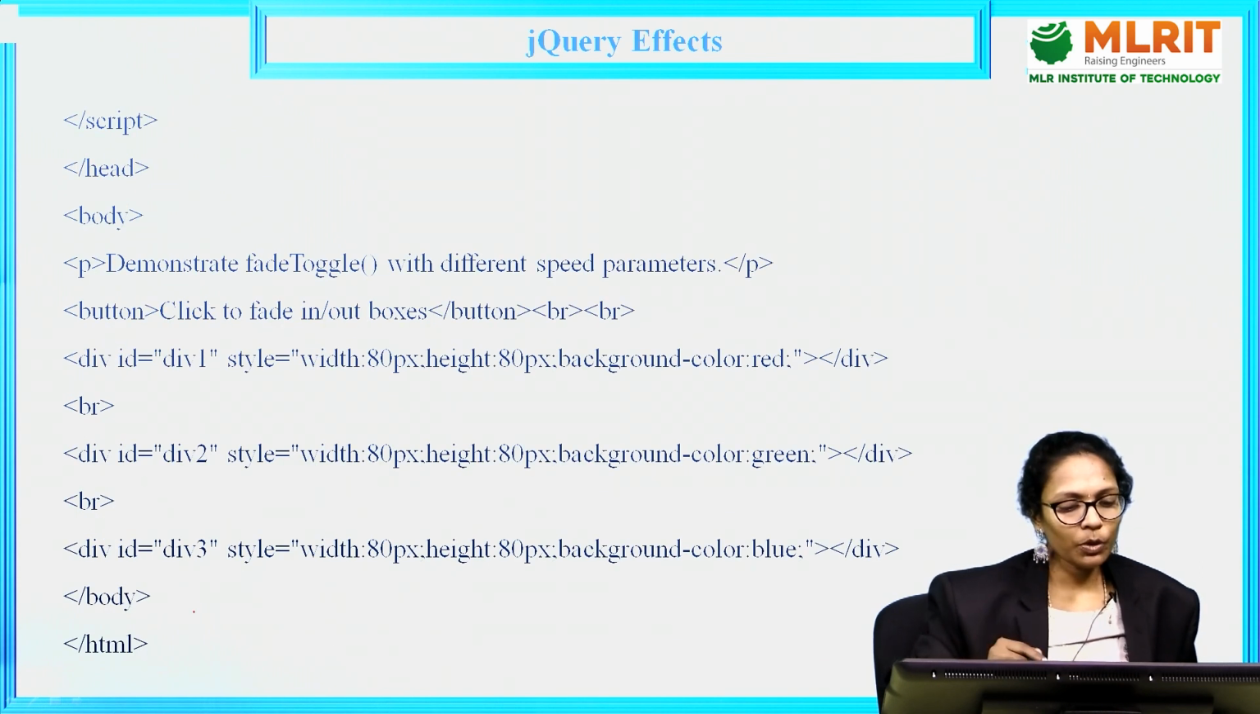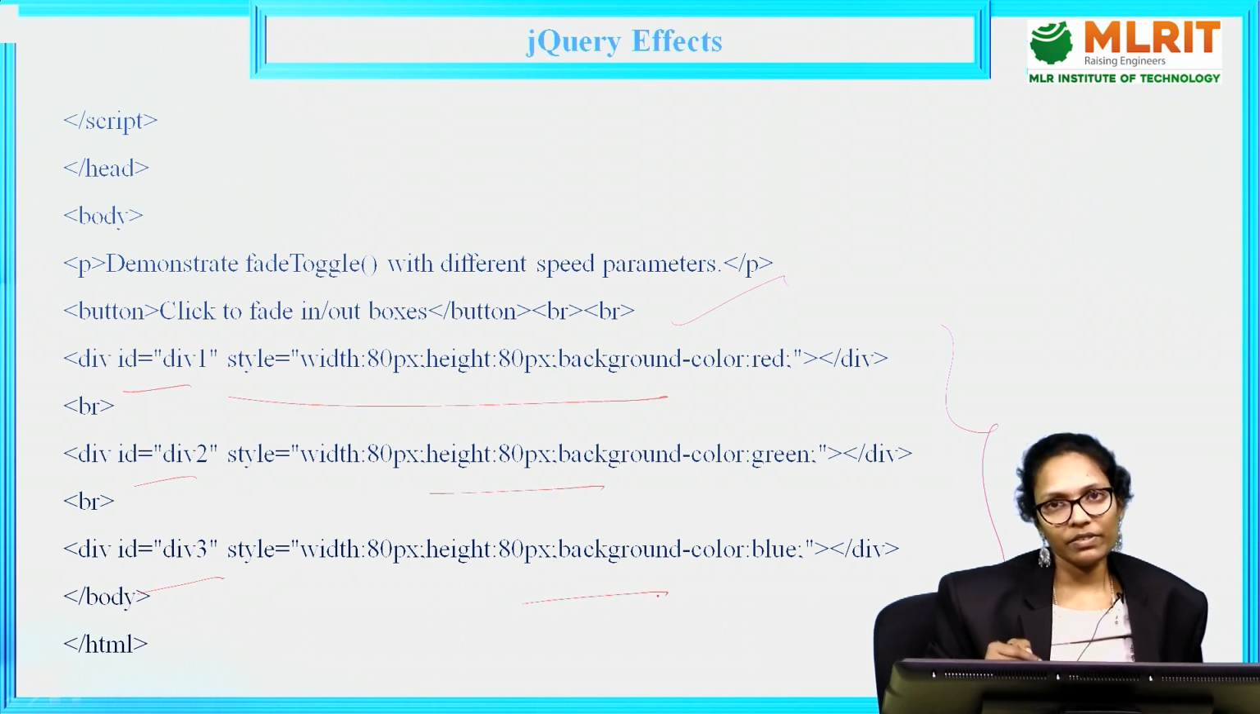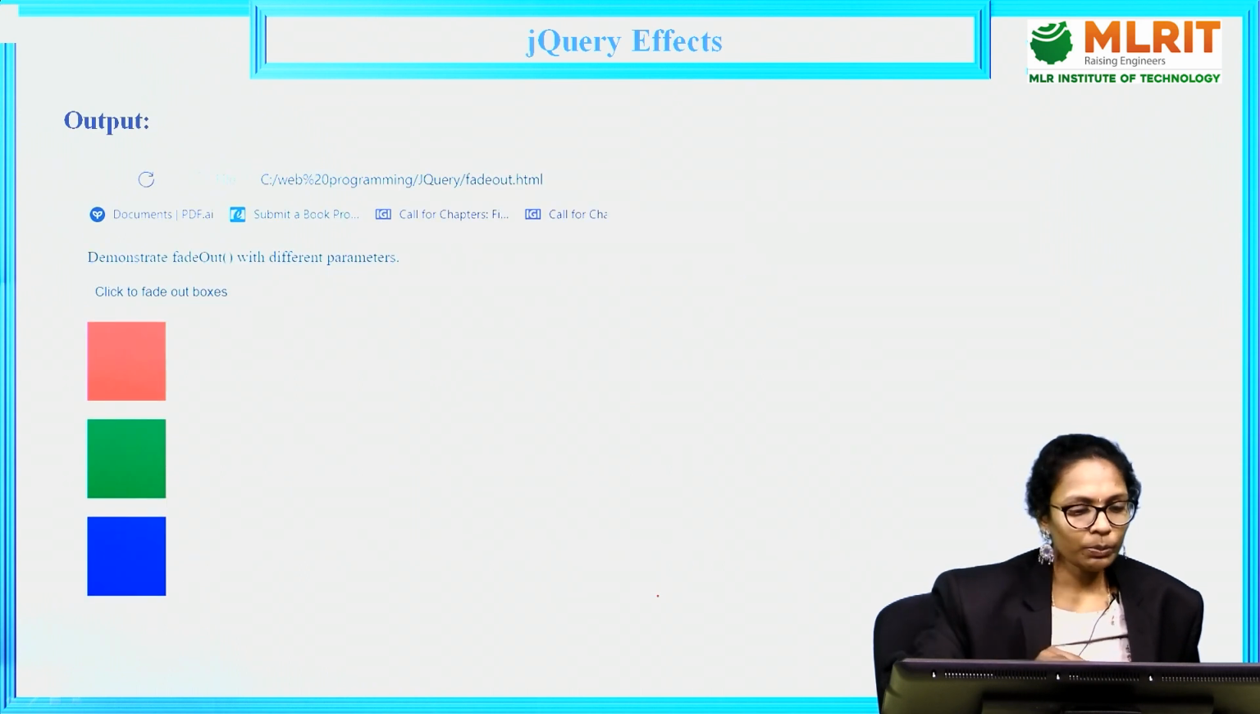And coming to the body section, we have one button and followed by 3 divisions with the IDs div1, div2, div3 and with the styles provided. So initially all the 3 divisions will be displayed. Why? Because I am not giving display is equal to none. Initially all the 3 divisions will be displayed. So this is the output I will get here.